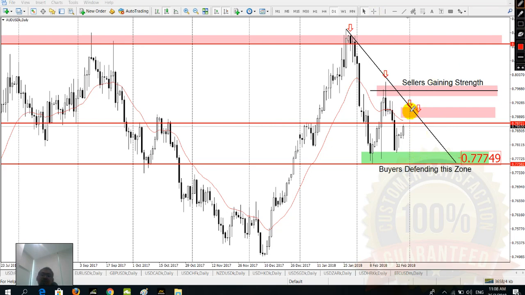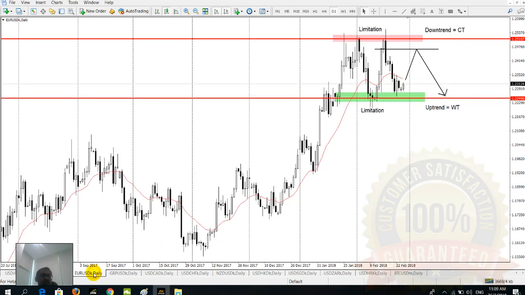You have to be aware because it's not so clear an area. You can wait here, but maybe you may not get the price. So these are the areas where you can start looking for confirmations to go short on a lower time frame like H1.